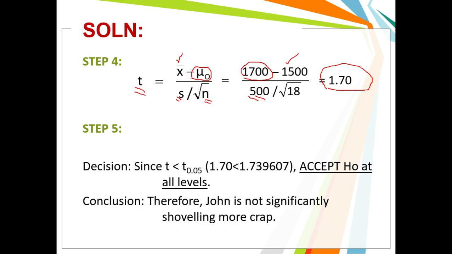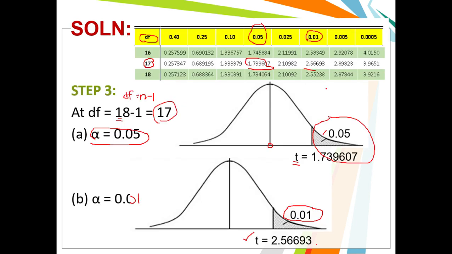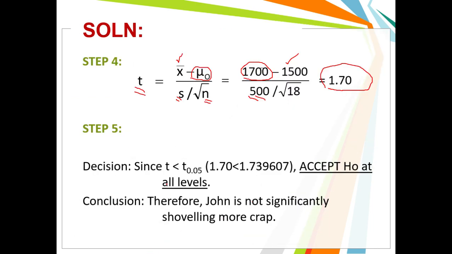Okay, so saan makikita ang 1.7? Okay. So, going back sa table, sa ating step 3, sa ating chart, 1.7 is andito. Okay, so nasa unshaded region. So, unshaded region is accept H0. Sa 0.01, andito naman siya. So, still accept. So, therefore, yung ating decision, since that t is less than 0.05, because mas maliit yung value sa 0.05, and 1.7 is less than 1.739607, accept H0 at all levels. Okay? So, i-accept natin na yung average lang ni John is not greater than sa national na average. Therefore, based sa alternative hypothesis, John is not significantly shoveling more crop. Hindi mas marami yung kanyang sinashovel.